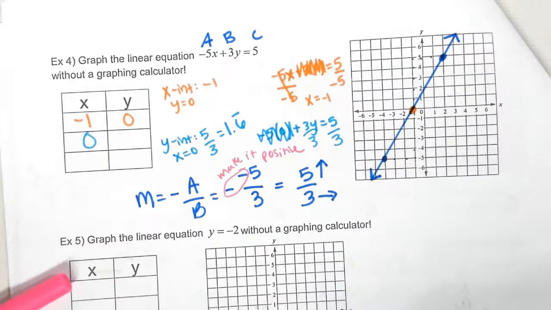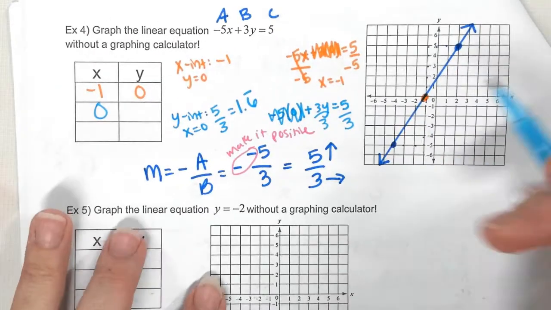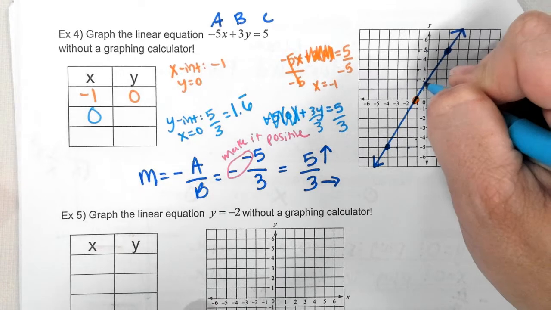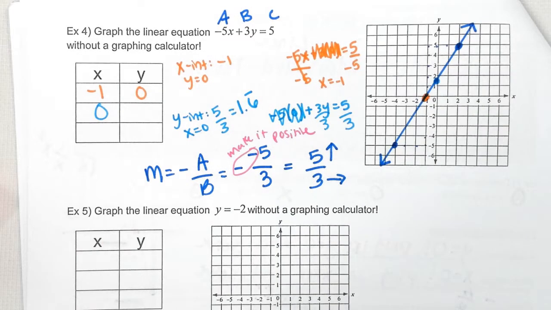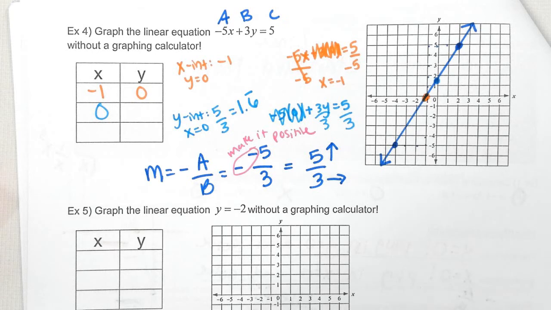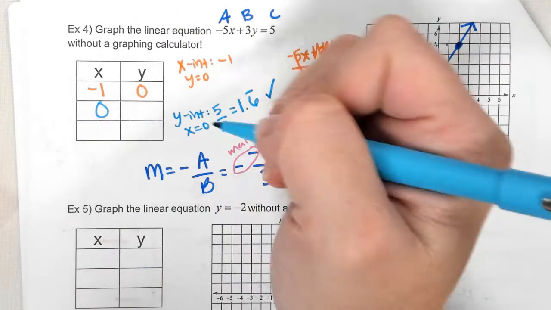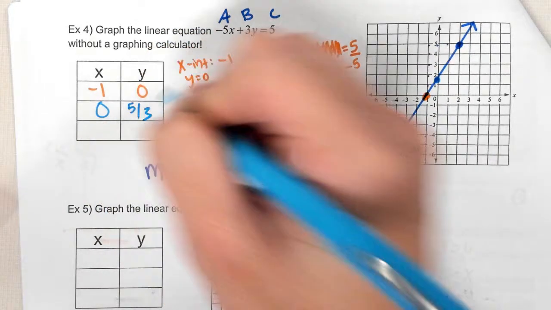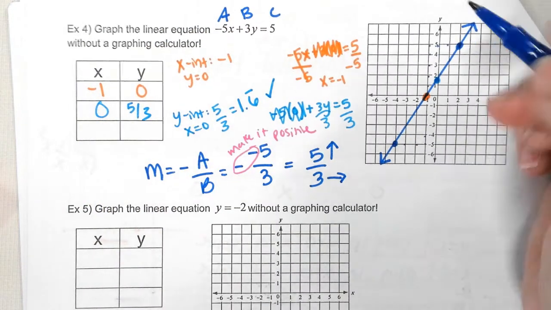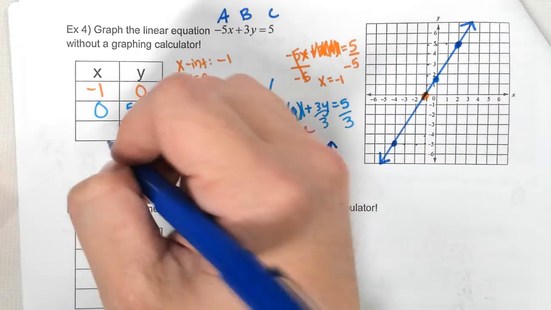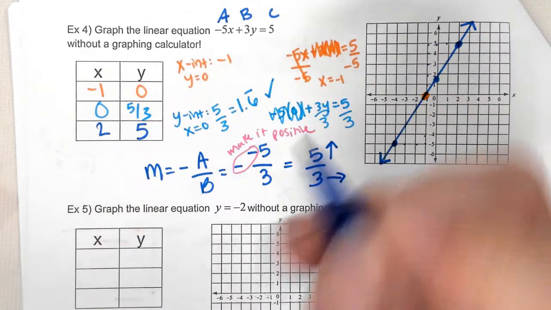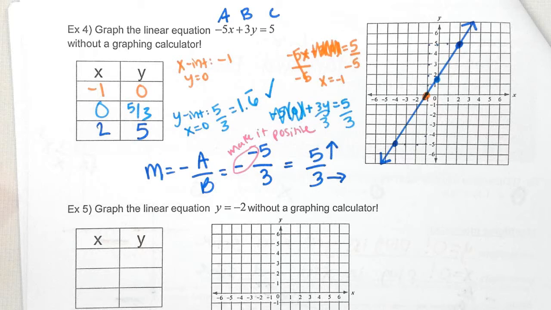Okay, and then again to check our work, did my y-intercept end up being about 1.6? Yes or no? Yeah. So that was a quick check to check our work. And then to fill in a random point, we had the point 2.5. Any questions with those? Okay, so our last two are our special cases.